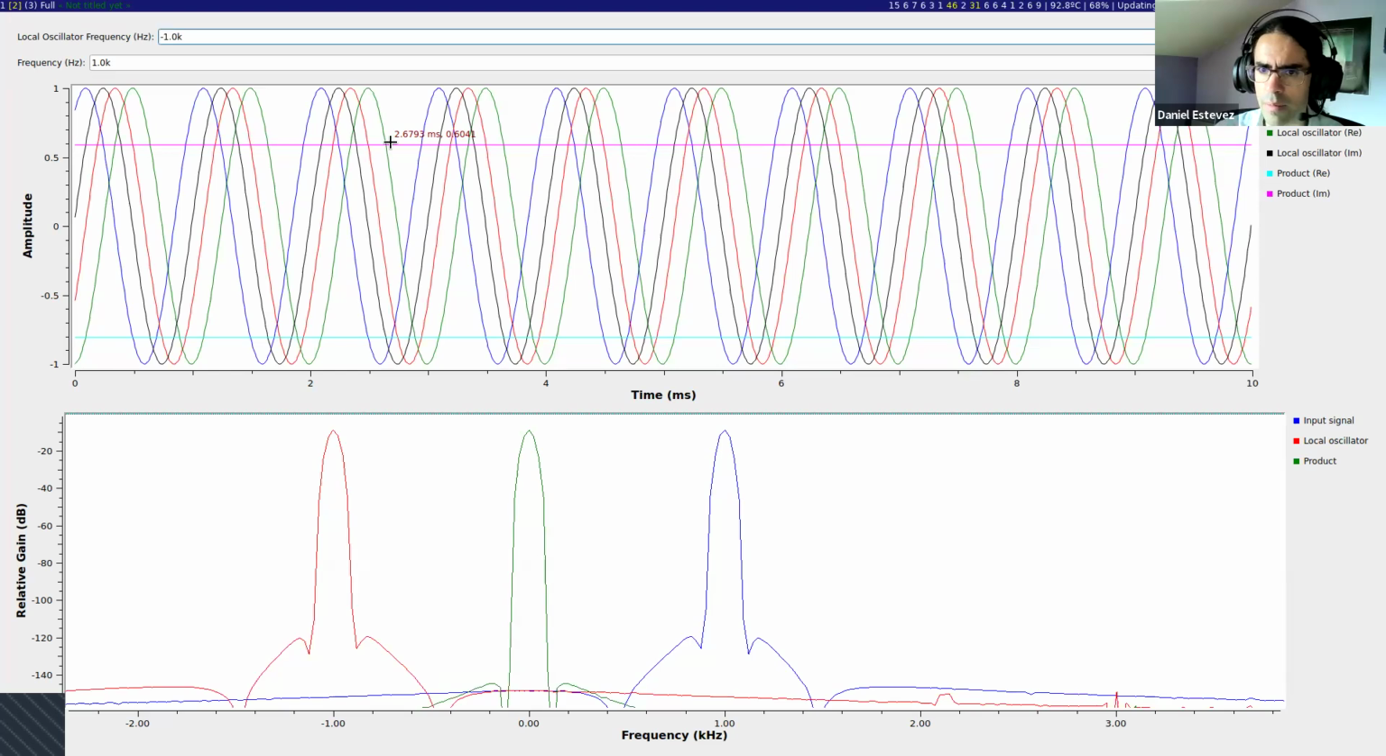But for today, I'm not going to use complex conjugate. I'm going to use the product. So we can remember that frequencies add. And if we want to shift something to the left, we need a negative frequency here. Any questions?